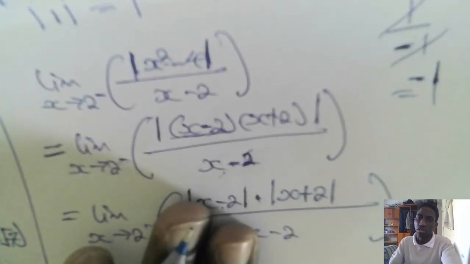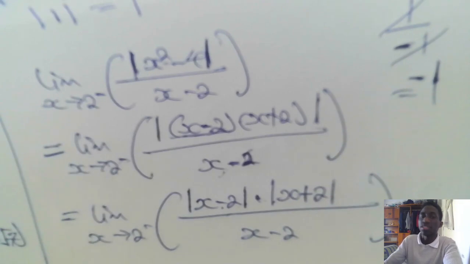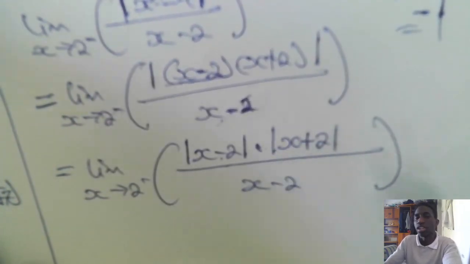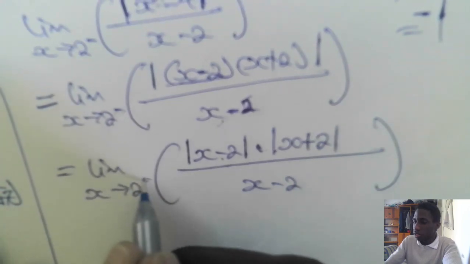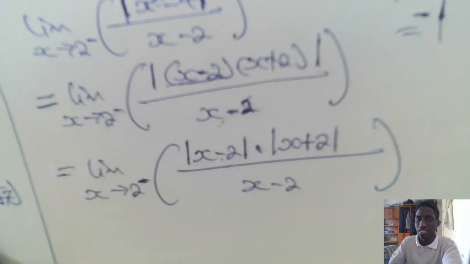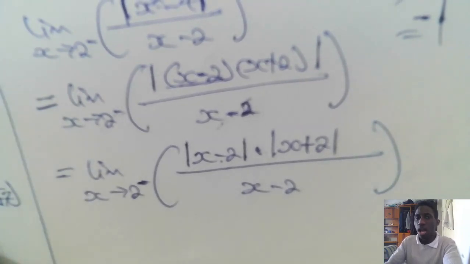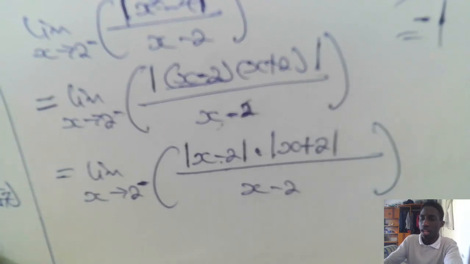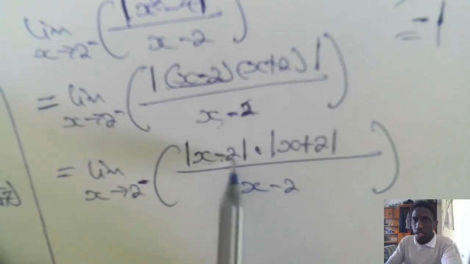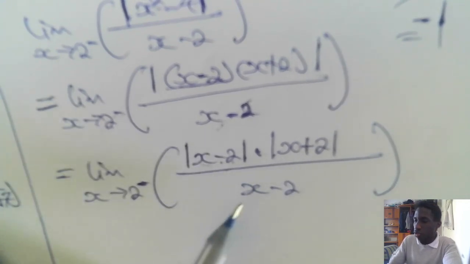You can break it down, and it's kind of necessary because we're about to cancel out something. And now, back to what I was saying. You consider how you approach 2. That's how you reason. How am I approaching 2? I'm approaching 2 from the left. Now I'm looking at x minus 2, and I'm approaching 2 from the left.